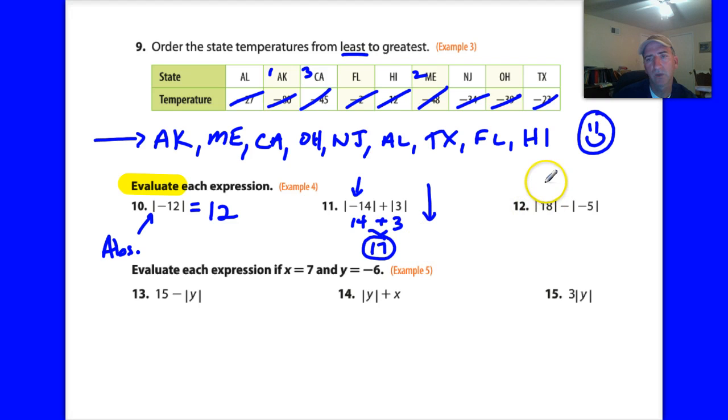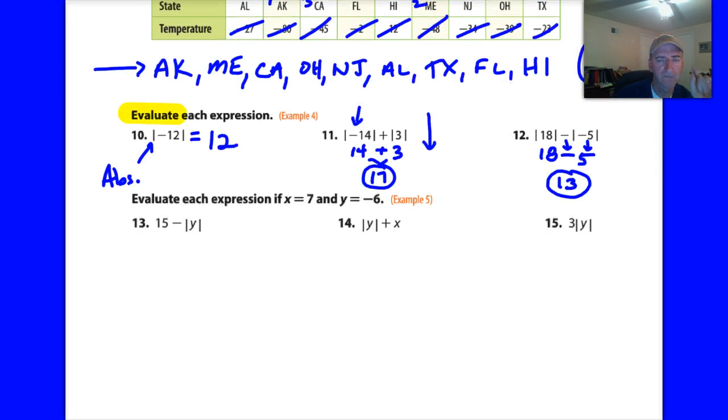Okay, take a look at 12. If we do the same thing, the same idea, the absolute value of 18 is 18. You have to bring down that subtraction sign. That doesn't change. It's still 18 minus, but this asks you for the absolute value of negative 5, which is positive 5. So this question is essentially 18 minus 5. 18 minus 5. 13, there you got it. We're happy. All right, 18 minus 5 is 13, but you have to do that absolute value first because it's just like a grouping symbol, just like parentheses in the order of operations.